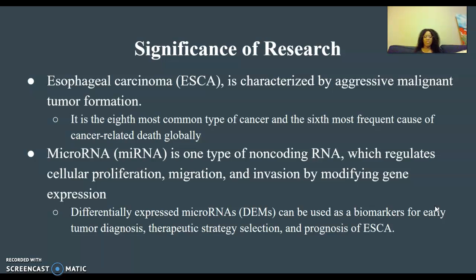MicroRNA is one type of non-coding RNA which regulates cellular proliferation, migration, and invasion by modifying gene expression. In this research paper, differentially expressed microRNAs, which we refer to as DEMs, can be used as biomarkers for early tumor diagnosis, therapeutic strategy selection, and prognosis of ESCA.